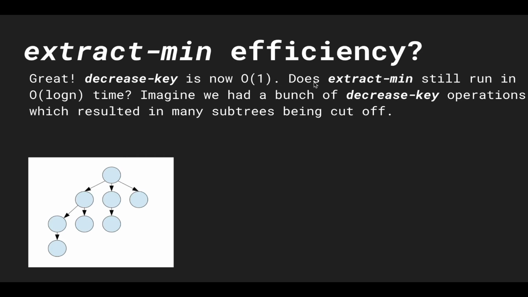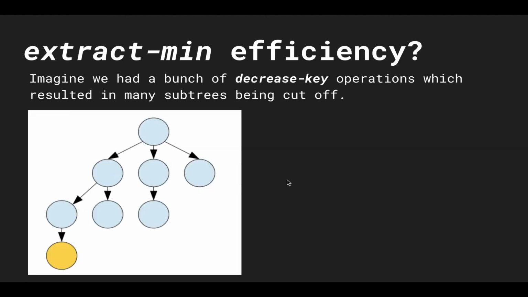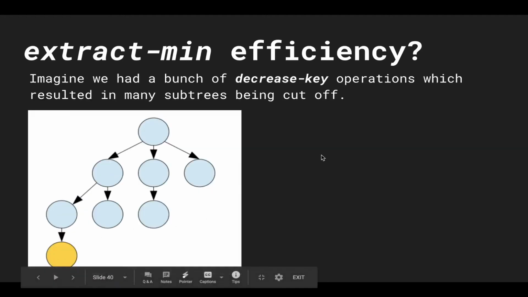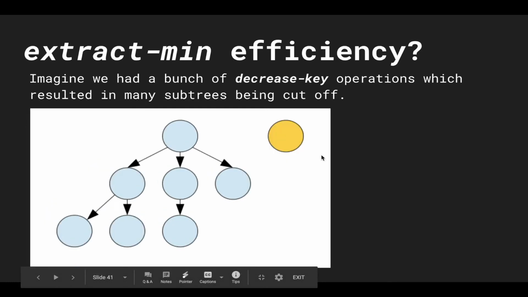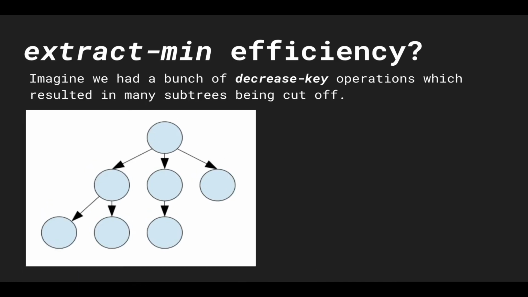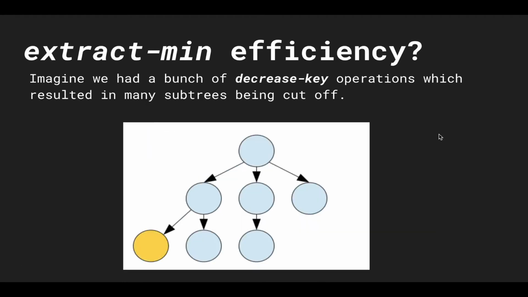But now let's look at the runtime for extract min. Does it still run in log n time? Imagine if we ran a bunch of decrease key operations in a row, which resulted in many subtrees being cut off. So let's look at this example down below. And let's say we decrease this key, and as a result, we had to cut off that child from the rest of the tree. So we cut it off, and it goes to the main root list. So somewhere along here that's not in this diagram.